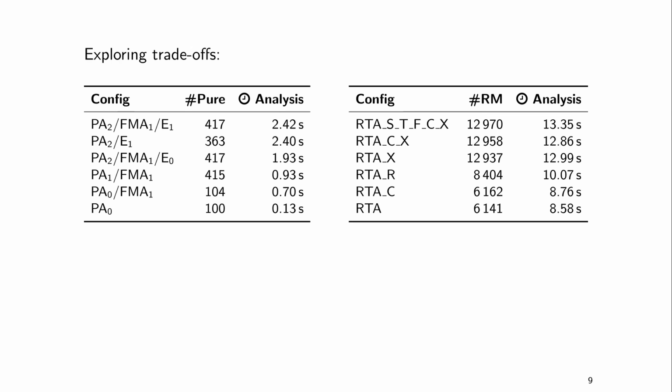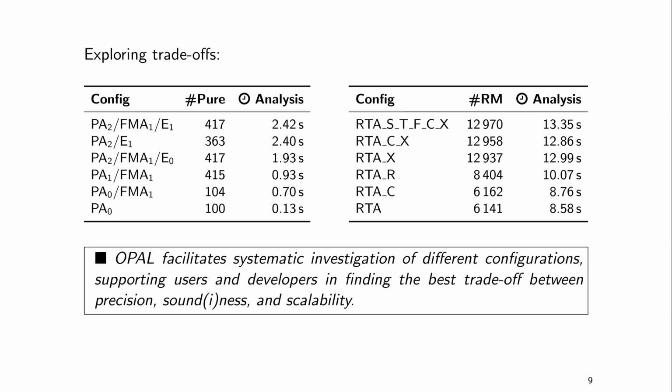Similarly, the table on the right shows the rapid type analysis call graph combined with different optional modules for different language features. We can see how different modules affect the soundness of the result as given by the number of reachable methods, and the runtime cost for achieving this additional soundness. Being plug and play, just configuring different analysis combinations for execution, OPAL facilitates systematic investigation of such different configurations. This supports end users and analysis developers in finding the best trade-offs between precision, soundness, and scalability.